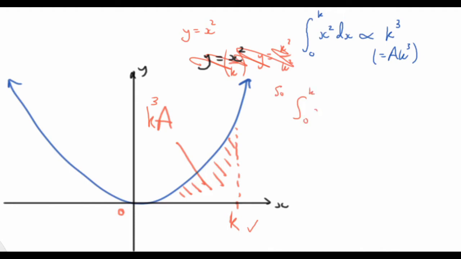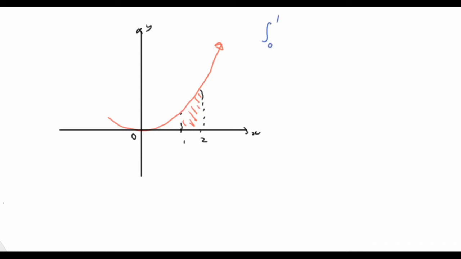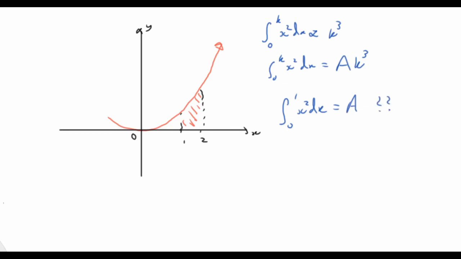So I now know that the integral from 0 to k is k cubed times this constant A. And that's exactly what I wanted. It's proportional to k cubed. So my next job, well, now I know that the integral from 0 to k of x squared is proportional to k cubed. I need to work out what that constant of proportionality is. So what is the integral from 0 to 1 of x squared?